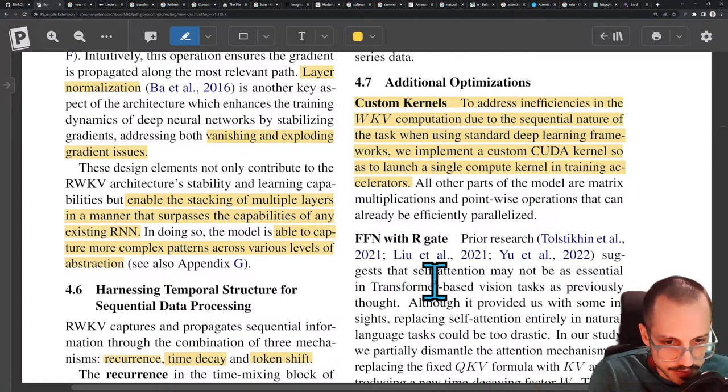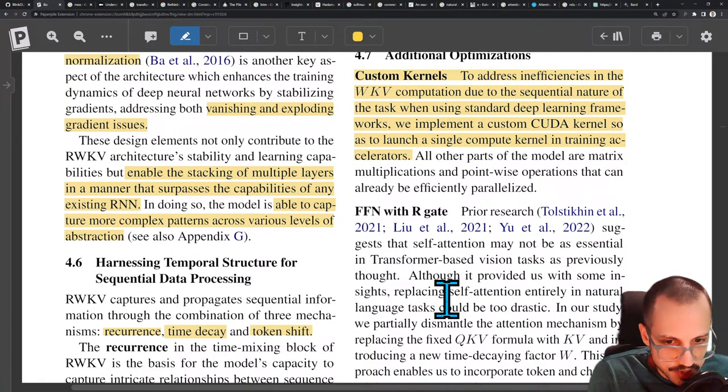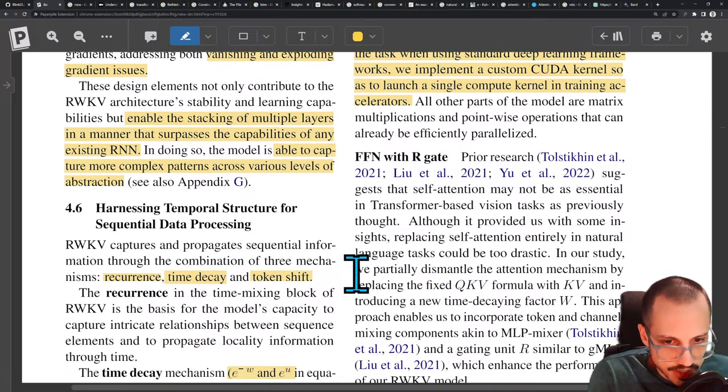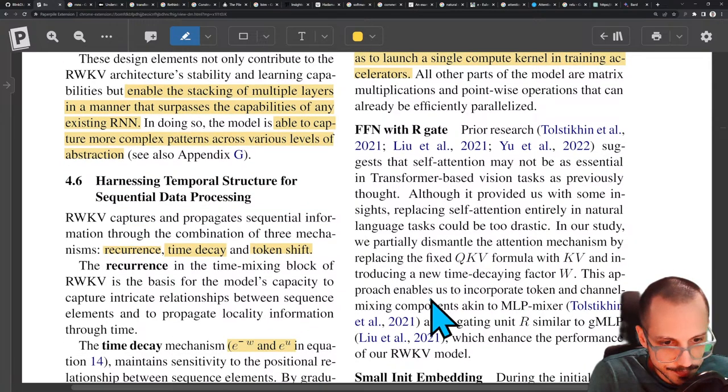Maybe? I don't know. It provides us with some insights. Replacing self-attention entirely in natural language tasks could be too drastic. In our study, we partially dismantled the attention mechanism by replacing the fixed QKV with a KV and introducing a new time-decaying factor, W. This approach enables us to incorporate token and channel mixing components akin to an MLP mixer.